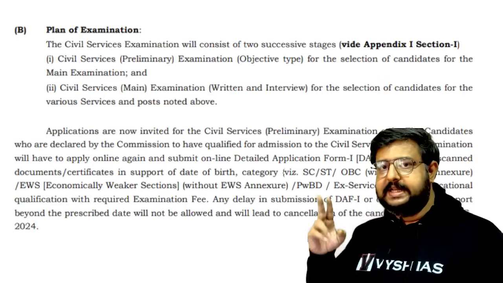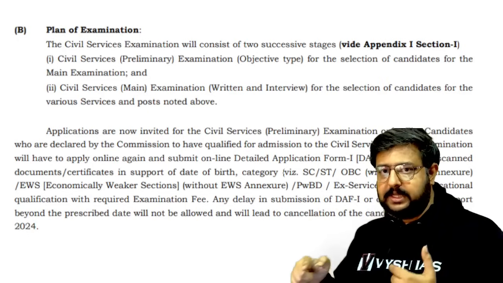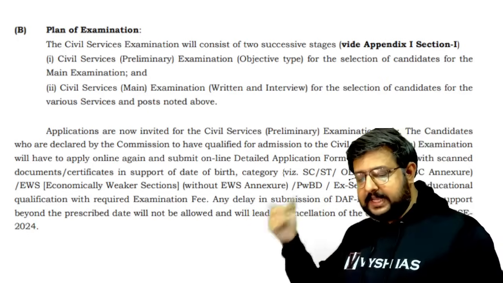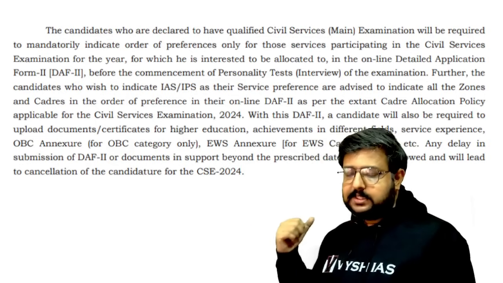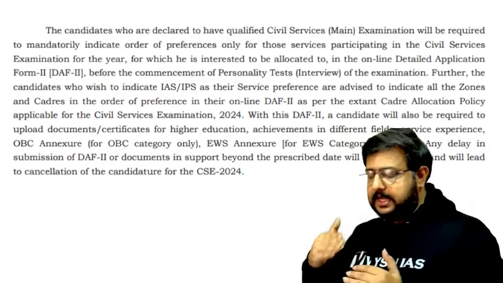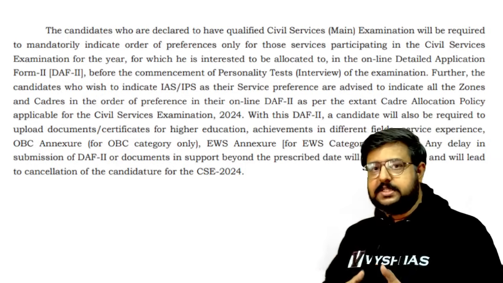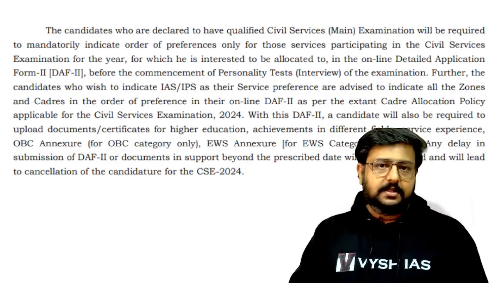Okay, there are 2 stages, detailed application form 1 between prelims and mains. And after you clear mains, there is a DAF 2, detailed application form 2. Okay, in that they will ask some more things. So like that you have these 3 stages, 3 different places. First stage, documents you have in your hand, but you don't need to upload.